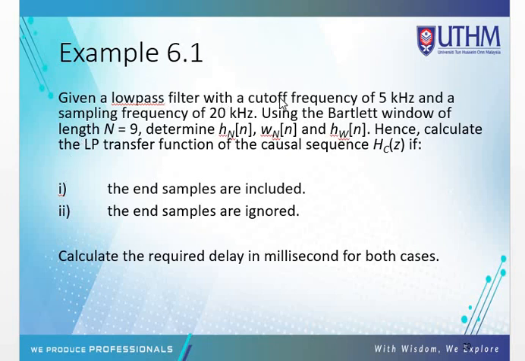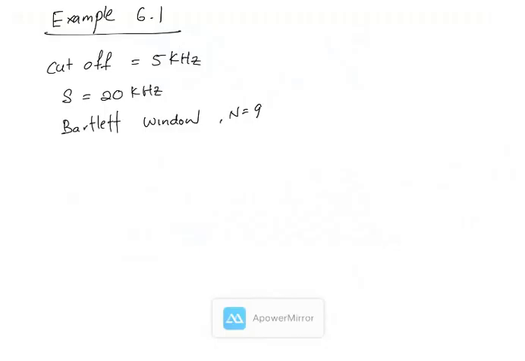Given a low-pass filter with a cutoff frequency of 5 kHz and a sampling frequency of 20 kHz, using a Bartlett window of length N equal to 9, determine h[n], w[n], and hw[n]. Hence, calculate the low-pass transfer function of the causal sequence if the nth samples are included and if the nth samples are ignored. Then calculate the required delay in milliseconds for both cases. The question gives the cutoff frequency equal to 5 kHz, sampling frequency equal to 20 kHz, and design using a Bartlett window with N equal to 9.